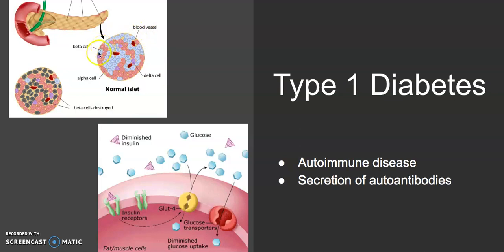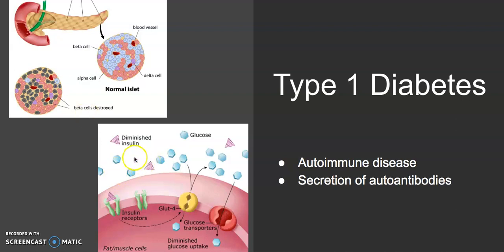In type 1 diabetes, beta cells are destroyed. And since beta cells are destroyed, and they are what signal insulin production, they start insulin production. When beta cells are destroyed, then insulin cannot be released.